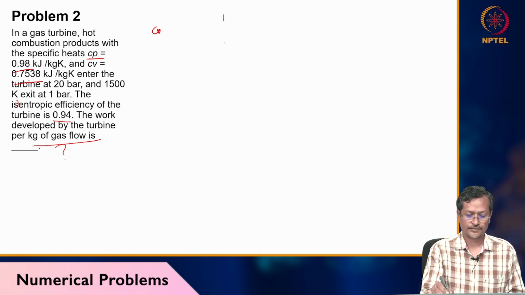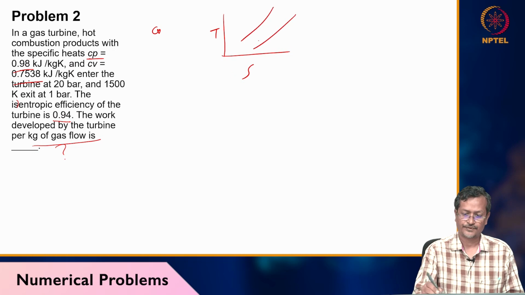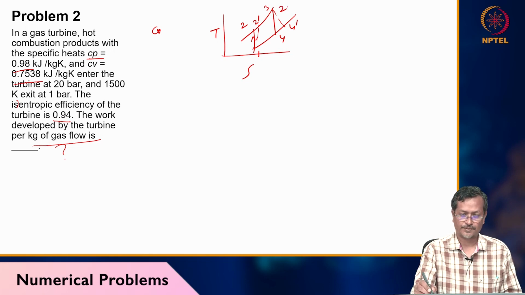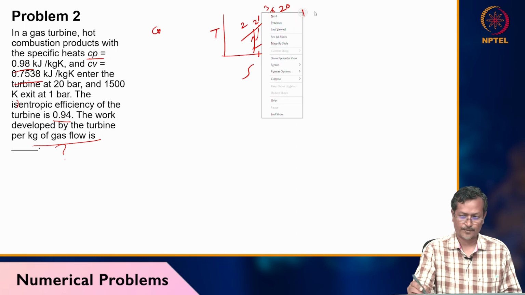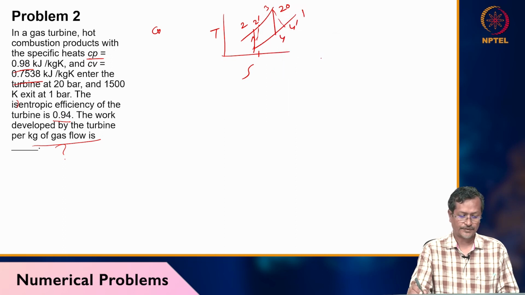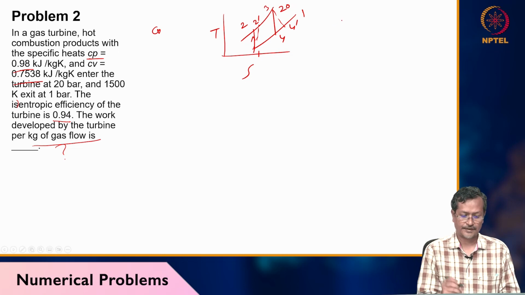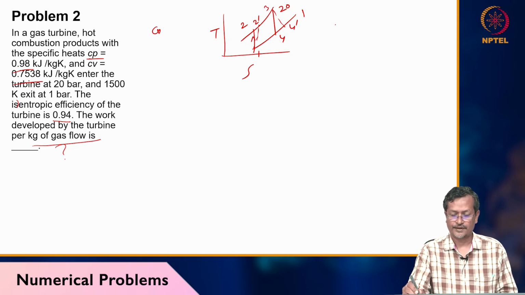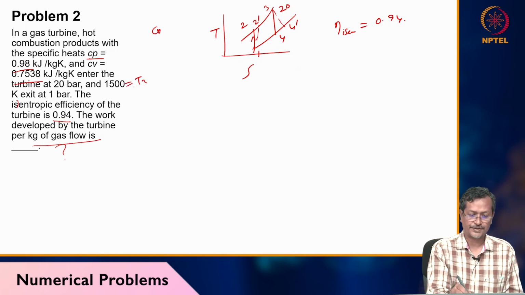So first you draw the TS diagram with two pressure lines, 1 to 2, 3 to 4. So 1, 2 dash, 3, 4 dash. Okay, this is given 20 bar, and the lower one is 1 bar. Cp is given 0.98, eta isentropic is given 0.94. Okay, Cp given, T3 also given, T3 equals 1500.